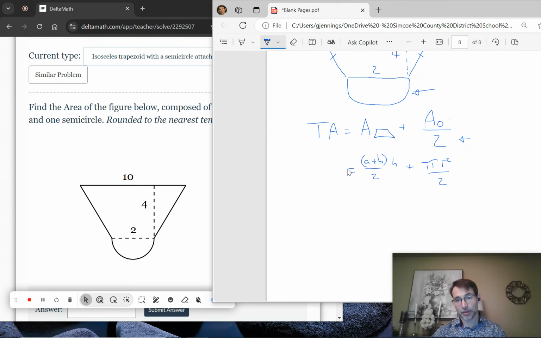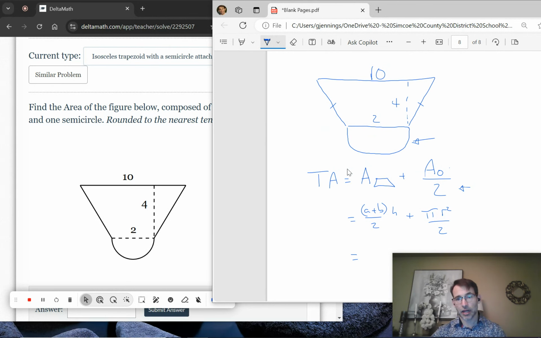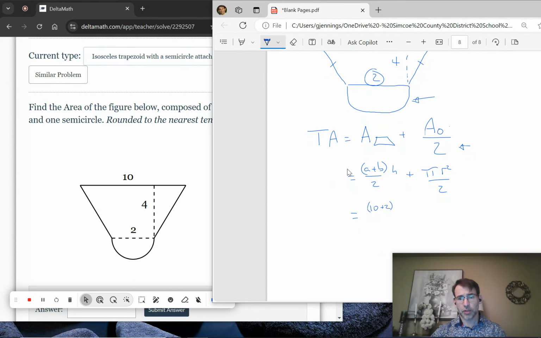Put in your values. A plus b, that happens to be 10 plus 2. Remember, these have to be the parallel sides. Have to. 4, that's fine. Yeah, works. 10 plus 2 divided by 2 multiplied by the height, which is 4. See the height there, 4. And then pi r squared. If the diameter of the circle is 2, then its radius is 1. It's half of that. So this is still plus pi times 1 squared divided by 2.